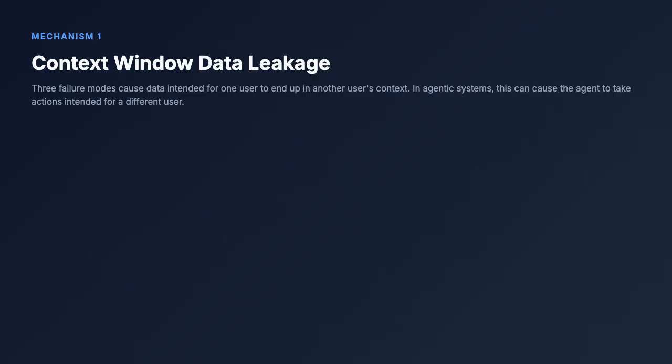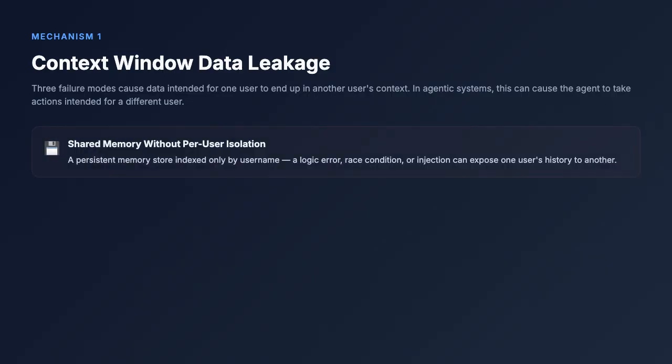Every response an LLM produces is a function of its context window. Context leakage occurs when data intended for one user ends up in another user's context. There are three failure modes. First, shared memory without per-user isolation. If conversation history is stored in a shared store indexed only by a username string, a logic error or injection attack can expose one user's history to another.